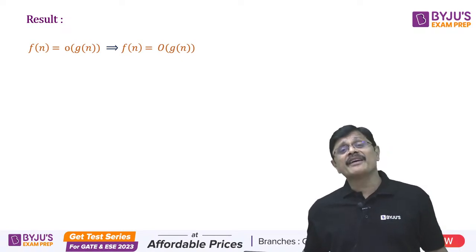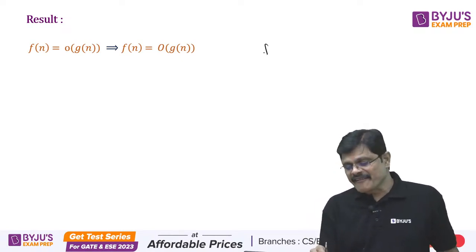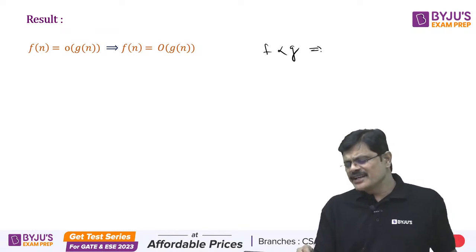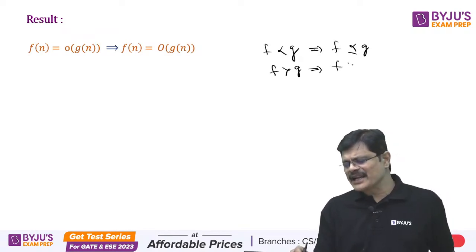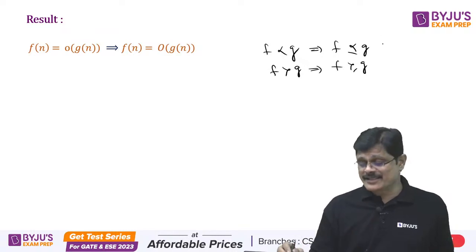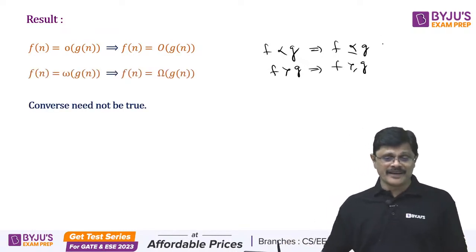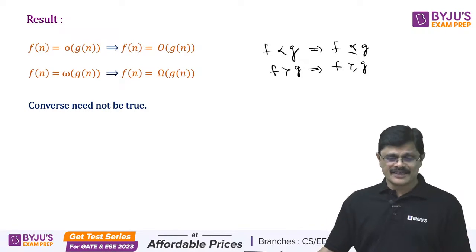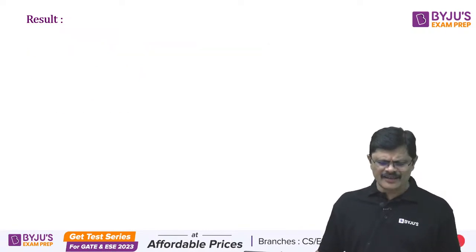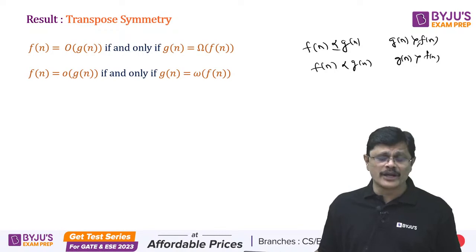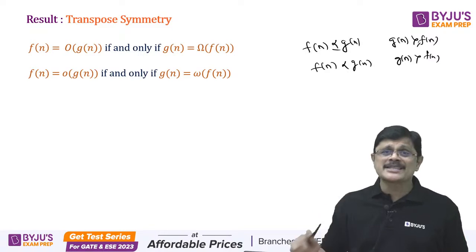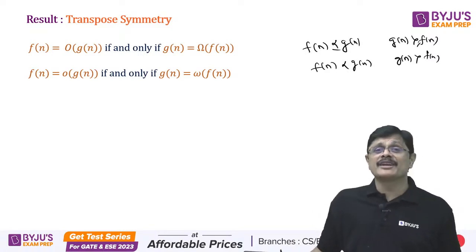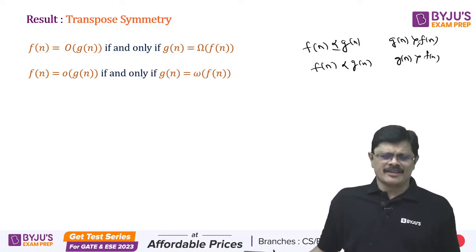And as I told you, whenever f(n) is small o of g(n), that is, whenever f is asymptotically smaller than g, you can say smaller or equal without any trouble. Similarly, whenever f is asymptotically larger than g, we can say larger or equal to g, but not vice versa. That is, the converse need not be true. Transpose symmetry is possible only for big O, big omega, small o, and small omega, not satisfied for theta, my dear friends.